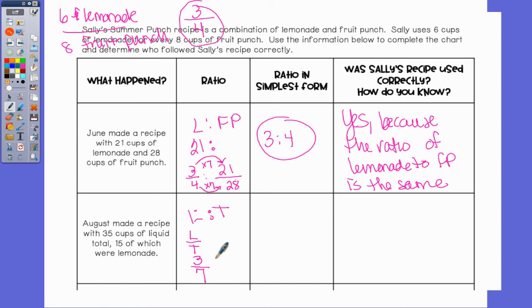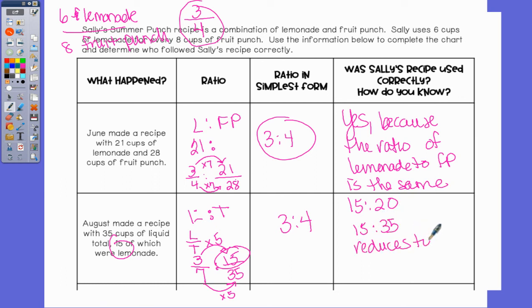And then I can figure out 35 cups. Well, 7 to 35 is what? Times 5. Lemonade times 5. I would need 15 cups of lemonade. Is that what they used? Yes, indeed. My ratio is the same. Yes, because 15 to 20 or 15 to 35 reduces to the same ratio.